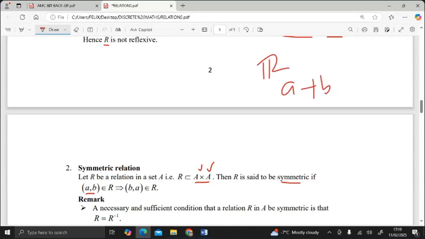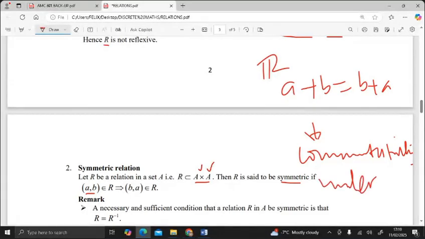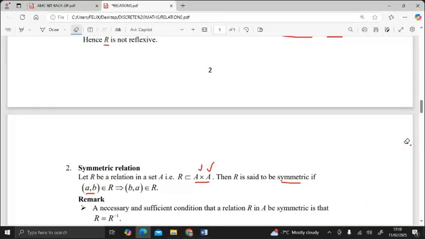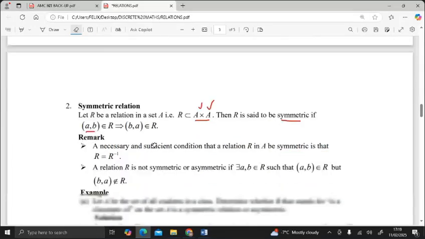We are not calling it commutativity, but if you remember the commutativity property, like under the set of real numbers, A plus B is equal to B plus A. This is commutativity under addition. So you realize that it's similar to that, but it is not the commutative property in this case when we're talking about relations. What we're talking about here is what we call symmetric relation.